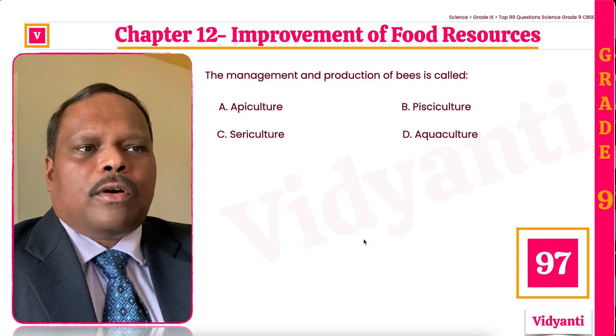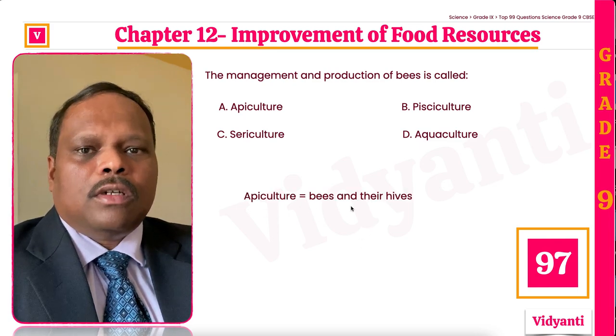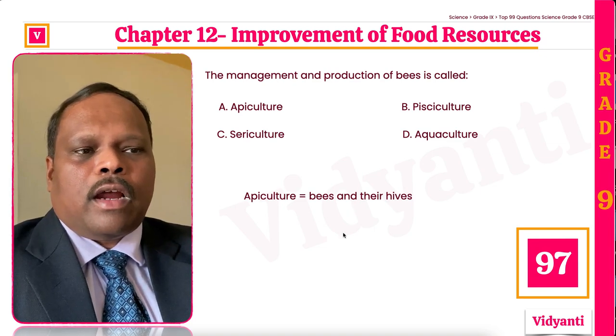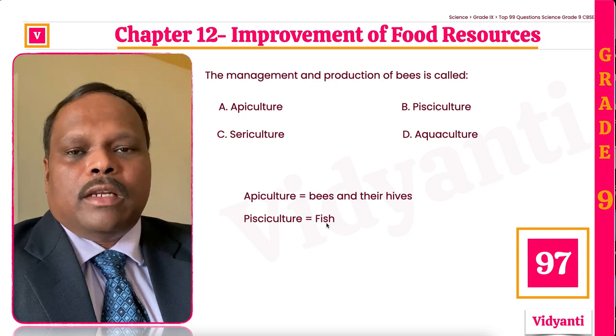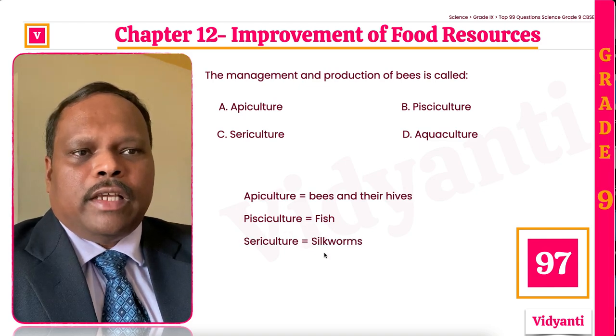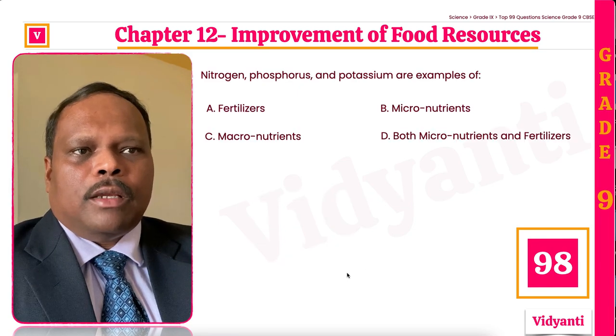The management of production of bees. Okay, apiculture is related to honey, which is bees and hives. Pisciculture, in American English, will be related to fish. Sericulture will be silkworms, and aquaculture will be aquatic plants. So the correct option will be option A.